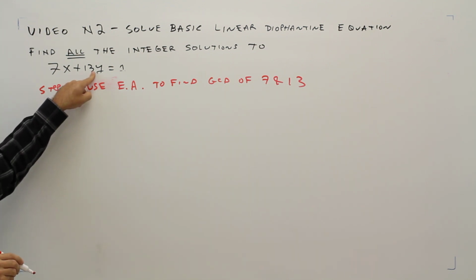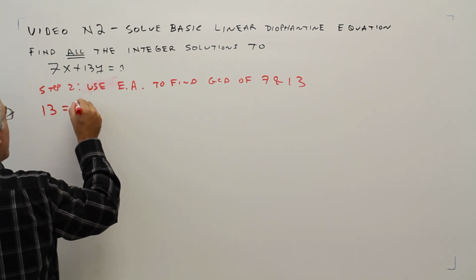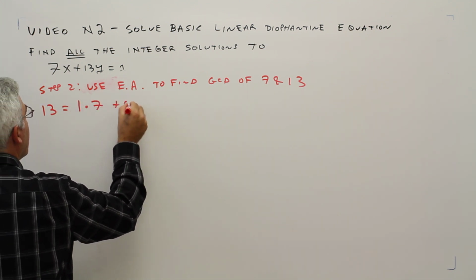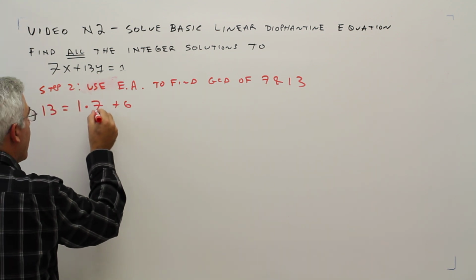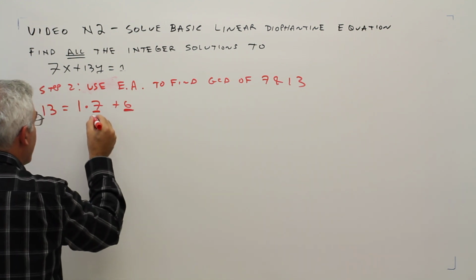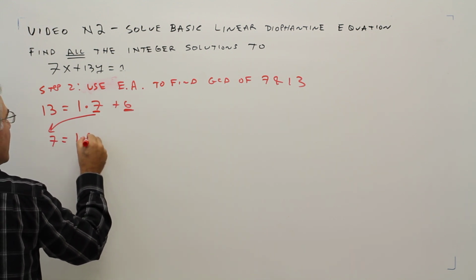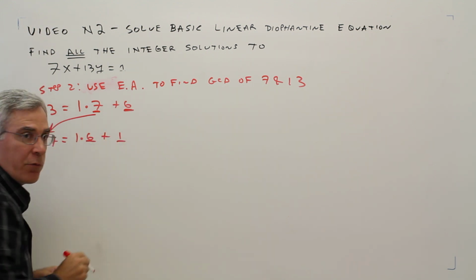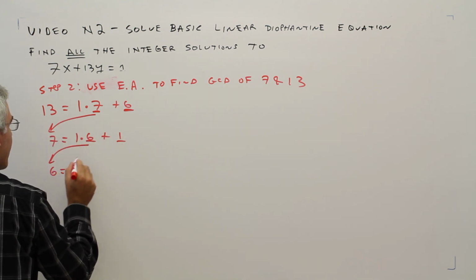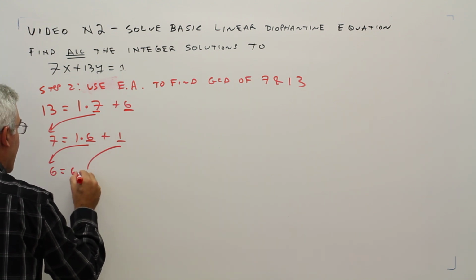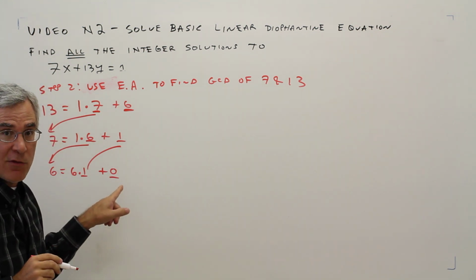Okay, so I start with the larger number. So 13 is going to be 1 times 7 plus 6. Then 7 equals 1 times 6 plus 1. Then 6 equals 6 times 1 plus 0. So once I get a 0 there, I stop.